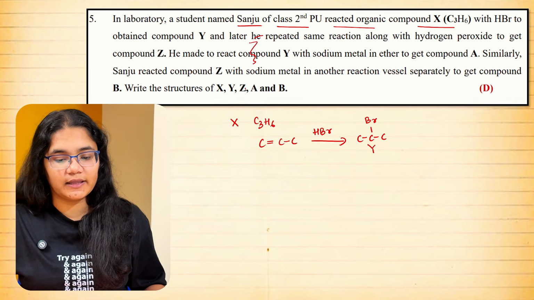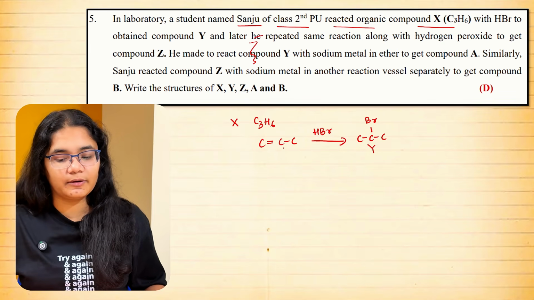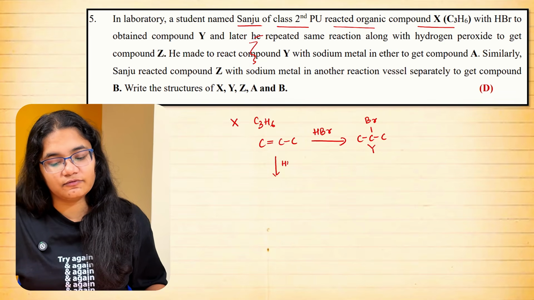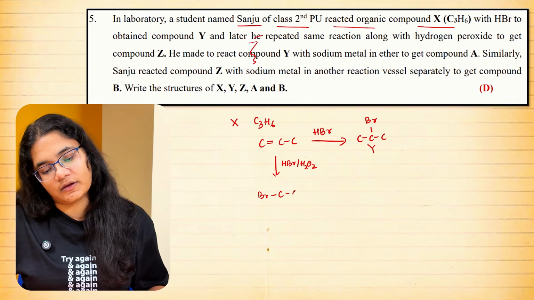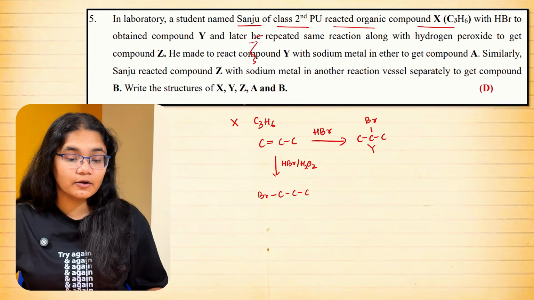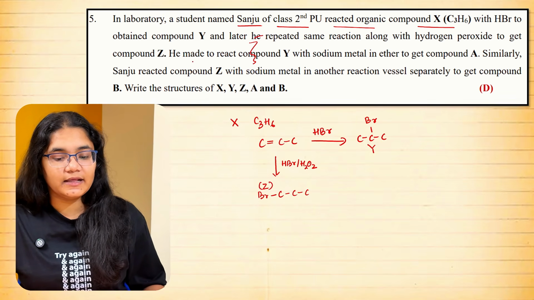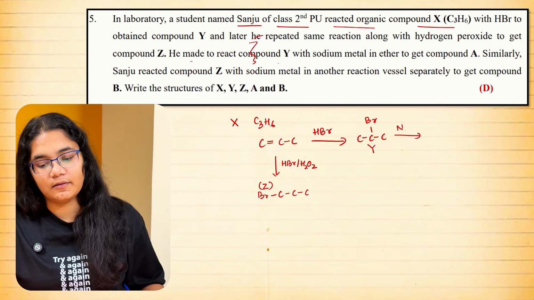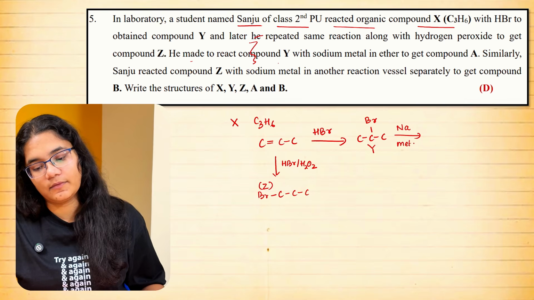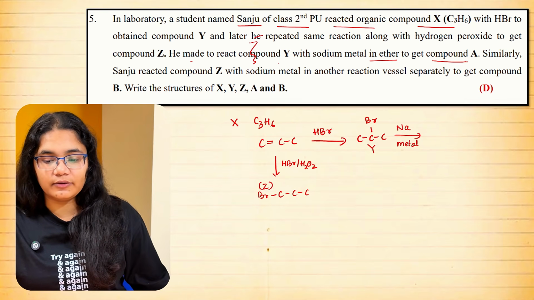To get a compound Y. And later he repeated the same reaction along with hydrogen peroxide to give compound Z. So if you have HBr with peroxide, what will happen? Br will be attached here. So here we have like this. That will give you compound Z. Next, he made compound Y react with sodium metal in ether to get you compound A.